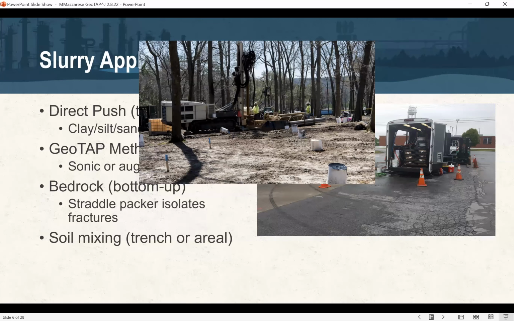This is our deepest pre-drill site. It went down to about 170 feet, I believe, in South Carolina. We're using the GeoProbe Sonic to get down to that depth. As we'll get into in a minute, we backfill that with bentonite and then re-drill that with direct push.